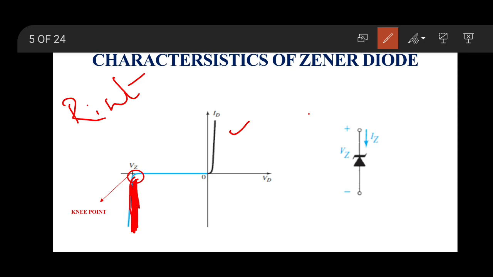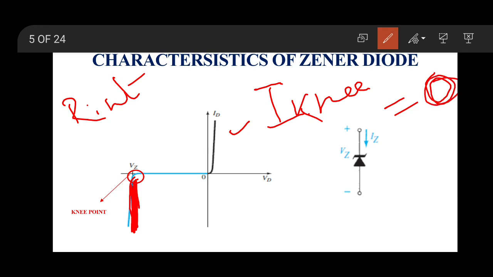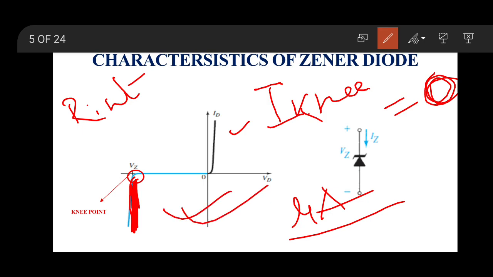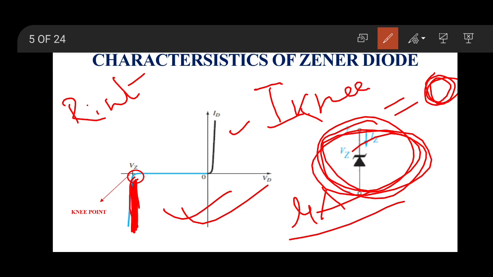And here at the knee point, this point, actually the breakdown point, looks like the knee of a human being. That's why it is called the knee point. At the knee point, for a practical diode, a very nominal knee current exists. However, for an ideal diode, the knee current should be 0, and for a practical diode, a very small knee current in the range of microamperes exists here. And this is the symbol of the Zener diode.